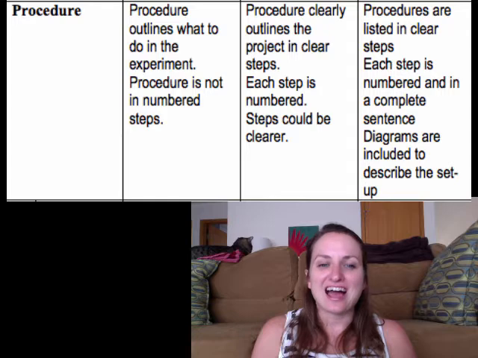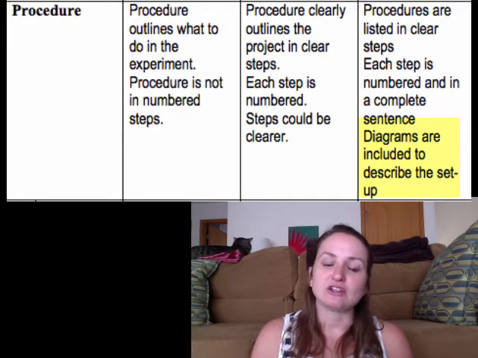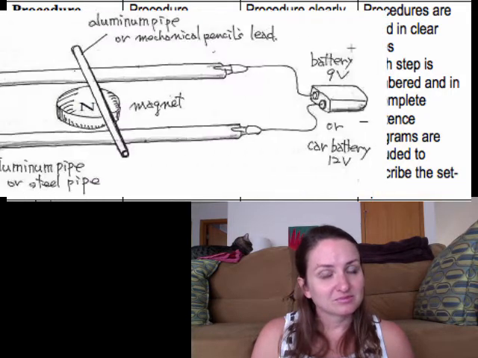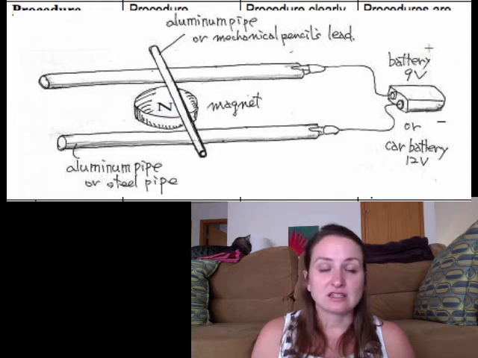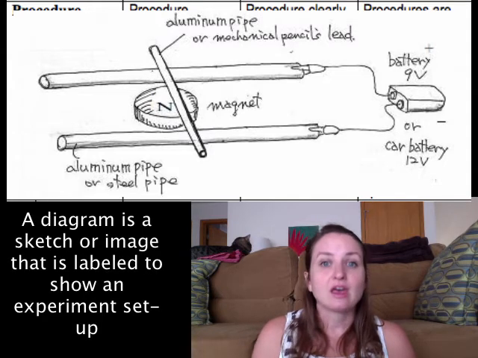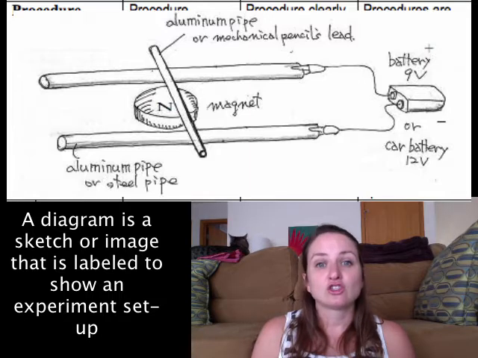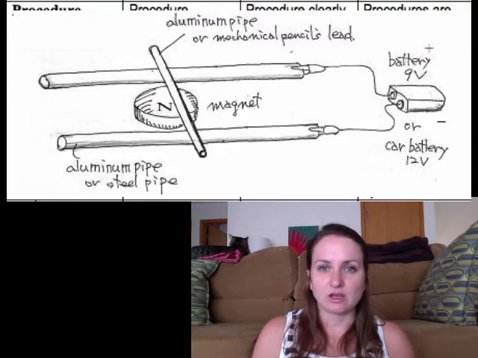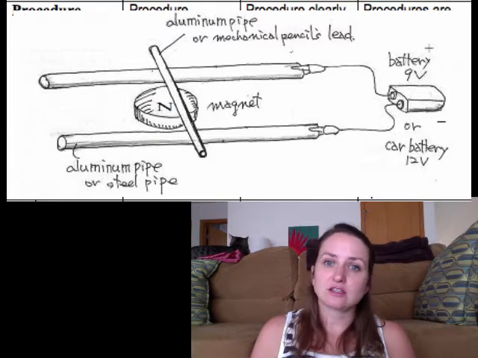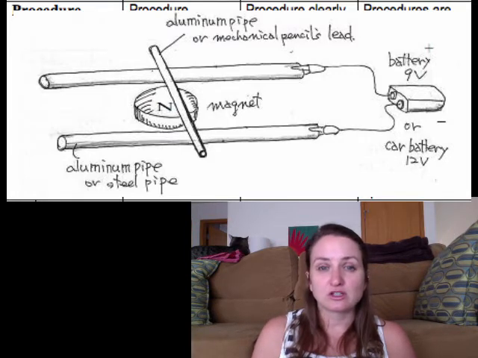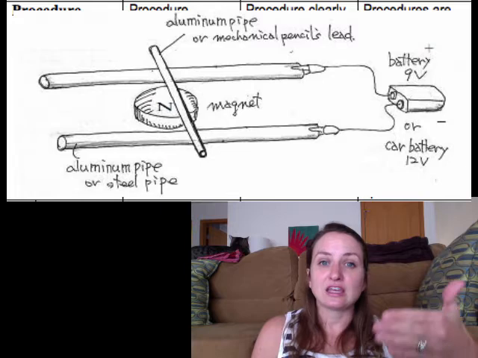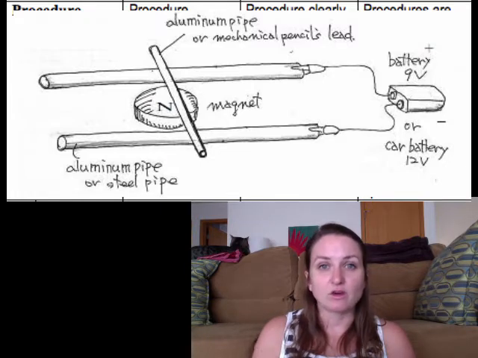Okay? The last thing on here is that diagrams need to be included to describe the setup of your experiment. A diagram might look like this. All a diagram is, is a sketch or an image showing your setup. It's usually labeled, okay, to show all of the specific parts of it. You want to make sure that your diagram is a visual component of what it is that you're doing. So that's another good check and balance to make sure that if someone else were to complete your experiment or if you were to redo your experiment, this helps people, especially visual learners, get an idea of what it is that you did and what your setup is.